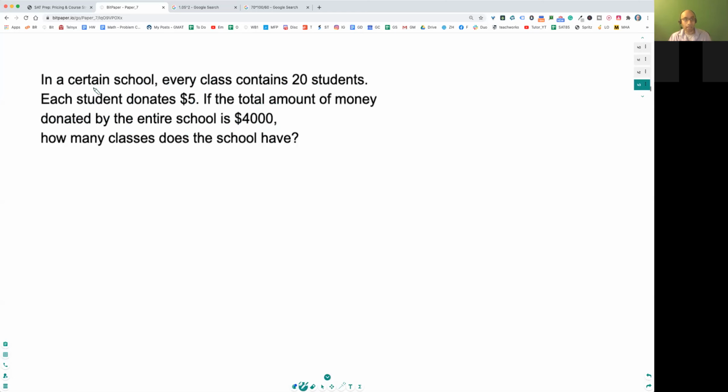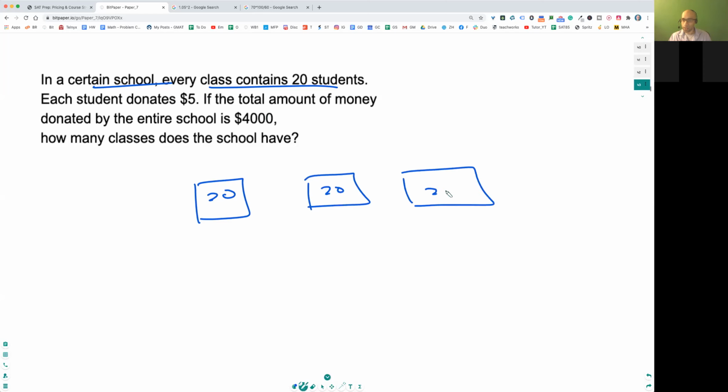So let's think about it. In a certain school, every class contains 20 students, right? So this first class has 20 students, then the next class has 20 students, then the next class has 20 students. Okay. Now, each student donates $5. So there are 20 students, so it's got to be 20 times 5, which is 100, right? So in other words, 20 students are here, and the amount that these 20 students donate is $100.